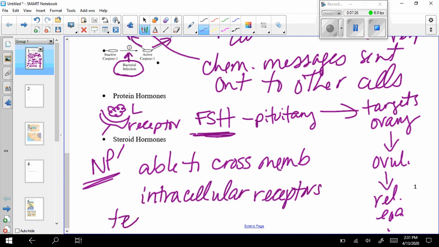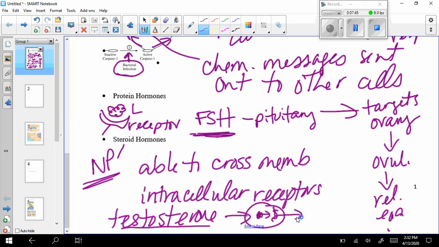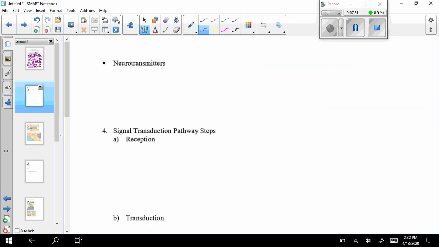So let's think about an example of that. Testosterone. Testosterone is a steroid. It is a sex hormone. So it's able to go right into a cell, and then the receptor is in here, and it usually causes a change in transcription factors, binds to the DNA inside the nucleus, and causes specific proteins to be made, like facial hair. All right, moving on to the next one.